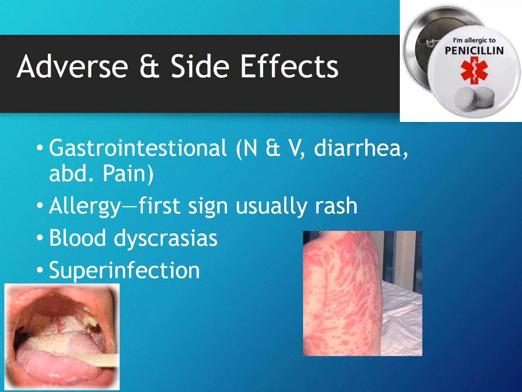Adverse effects commonly reported are things like gastrointestinal, like nausea, vomiting, diarrhea, abdominal pain, allergies, where typically a rash is the first sign of an allergy, like on the abdomen, the scalp, or the arms. Blood dyscrasias or hematological reactions like prolonged bleeding or decreased hemoglobin, and super infections like you see here in this bottom picture, thrush or yeast infections that we might see with patients.